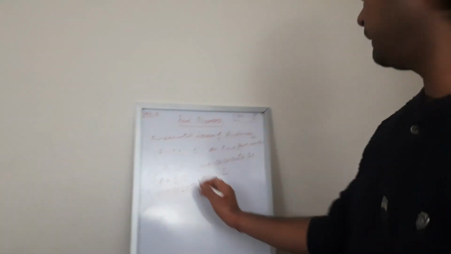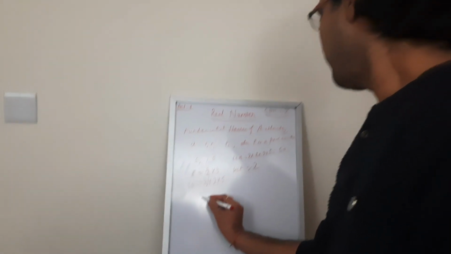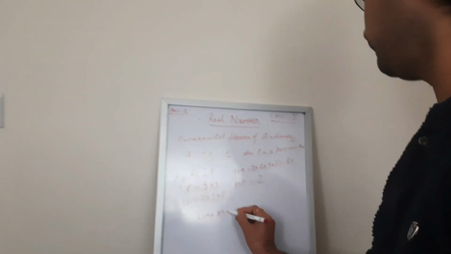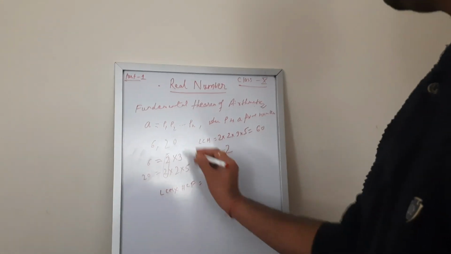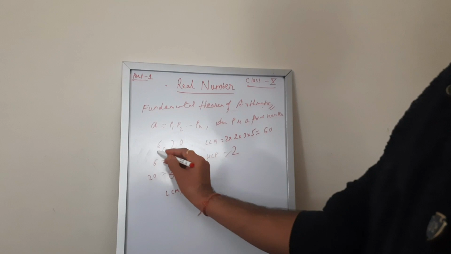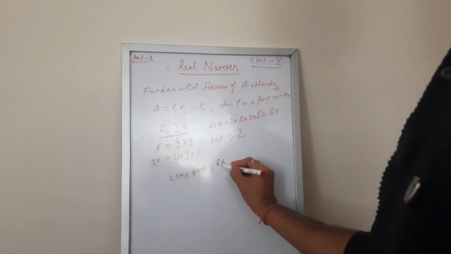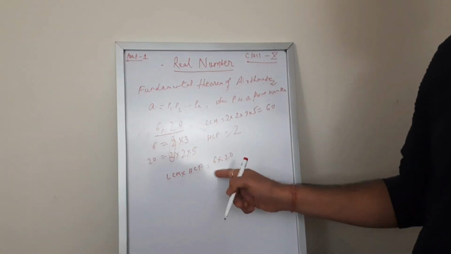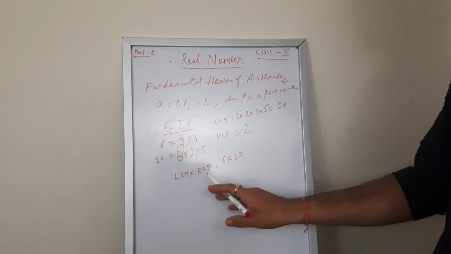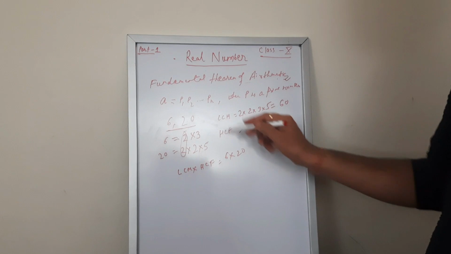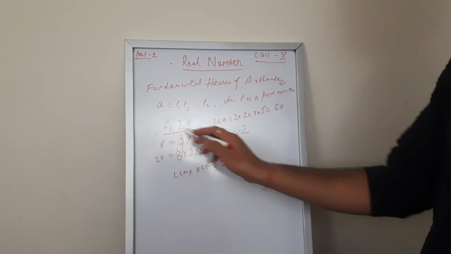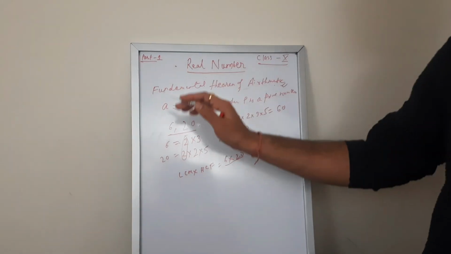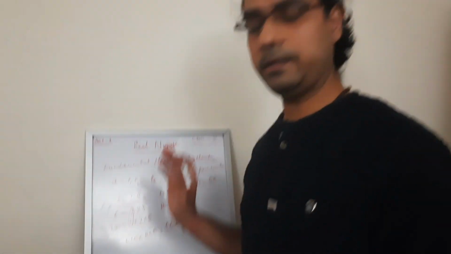Here what we can see is that LCM multiplied by HCF is the product of the two numbers which we have used to find the LCM and HCF. So the product of LCM and HCF is the same as the product of these two numbers. Okay, so hope up to here we are clear.